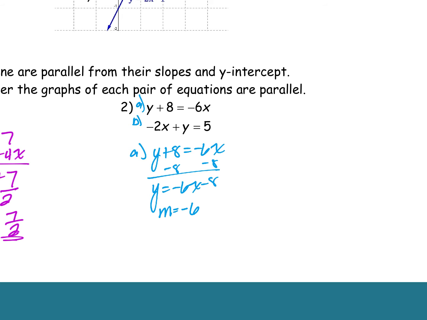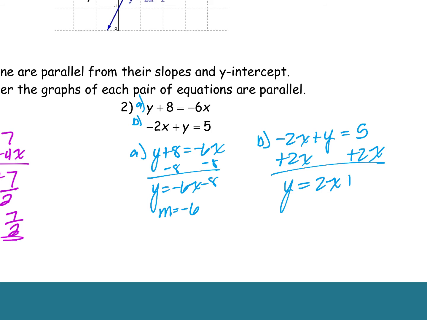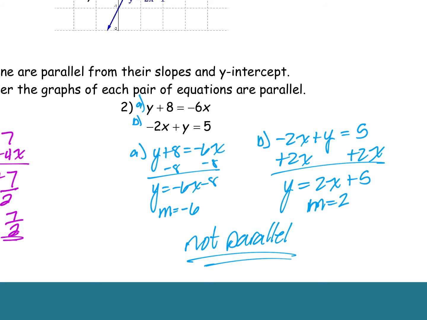-6. And then I have line B, which is -2x plus y equals 5. What do I do first? Add 2x to both sides. Beautiful. And I get y equals 2x plus 5. What's my slope? 2. M equals 2. Parallel? No, not parallel. Done. That's it. That's all you're going to do.